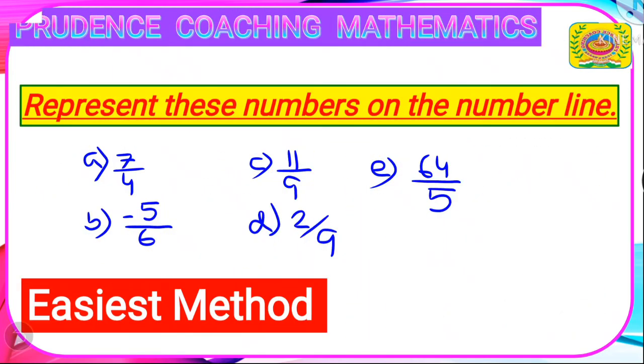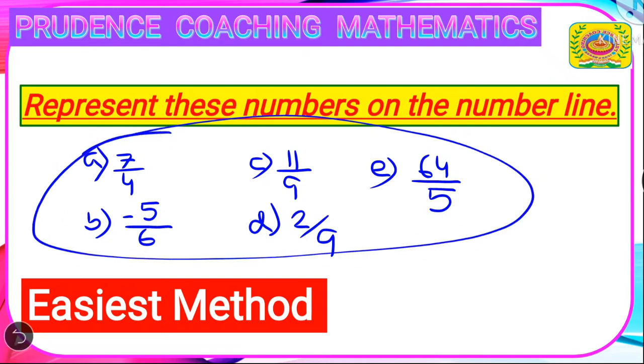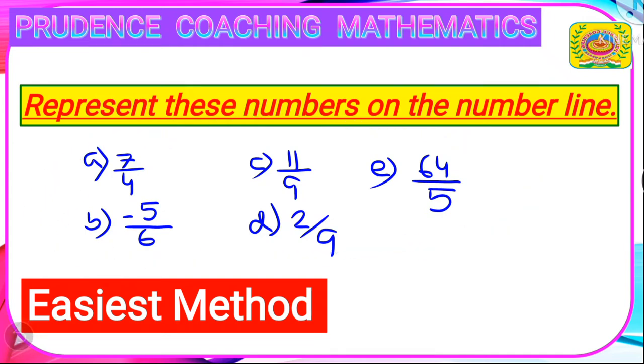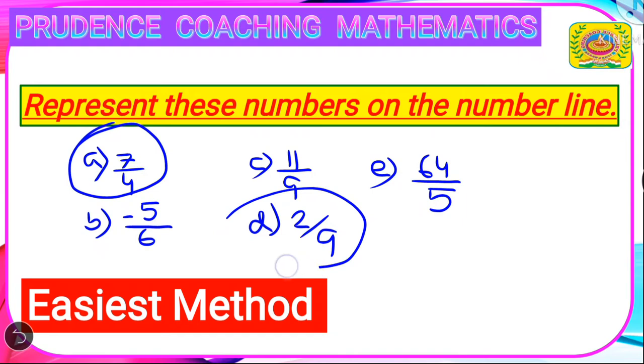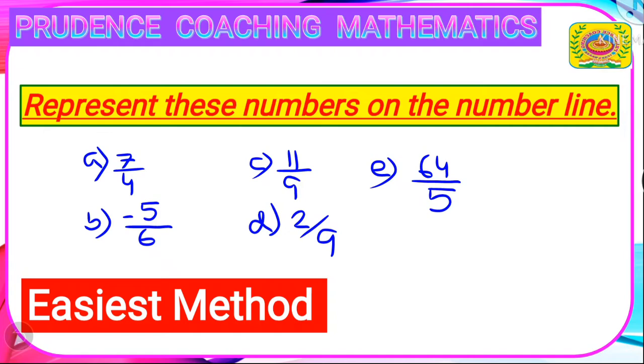As usual, we came up with another important topic of your book. We will learn how to represent any rational number on the number line. Mainly we are going to learn how to represent all these numbers. As you can see, here we have a negative number, here we have an improper fraction, and we have a proper fraction. So ultimately, after learning this particular thing, you will master representing any rational number on the number line. So let's get started. And as it is written, this is going to be the easiest method.